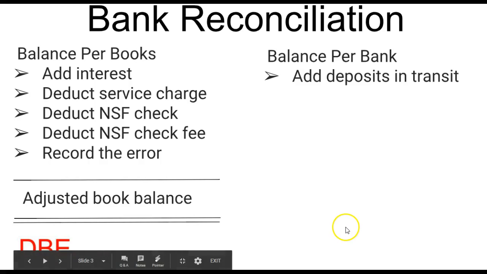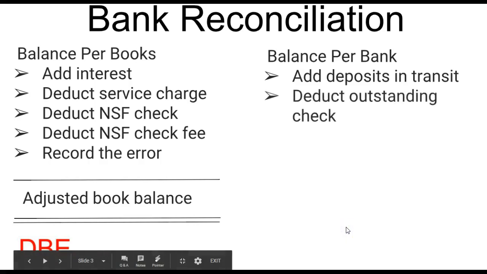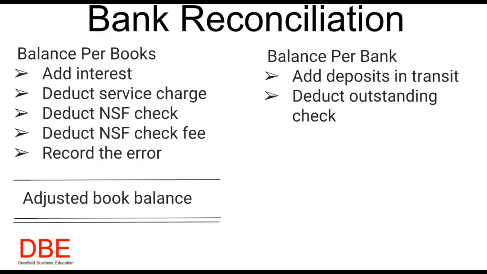Opposite of that, I might write some checks to people and they don't cash them. When I write a check, I deduct it from my books. The person I give the check to might not cash it. So when the bank statement is printed, the bank hasn't recognized that check yet because the person hasn't cashed it. Those are called outstanding checks. We want to deduct outstanding checks from the bank balance.